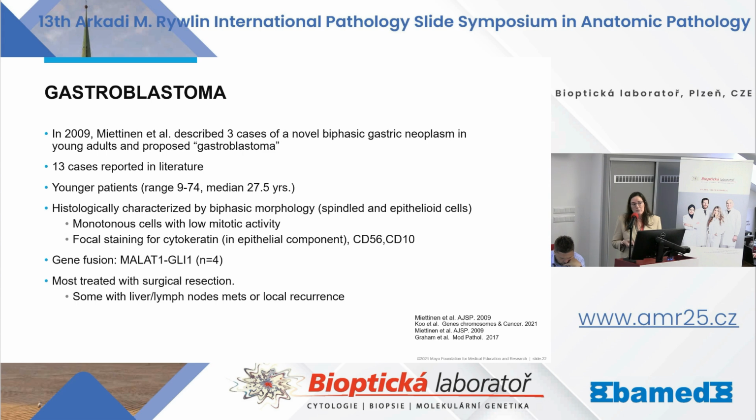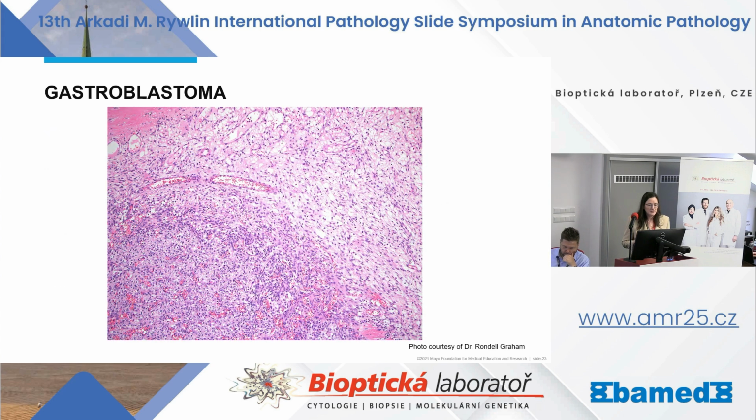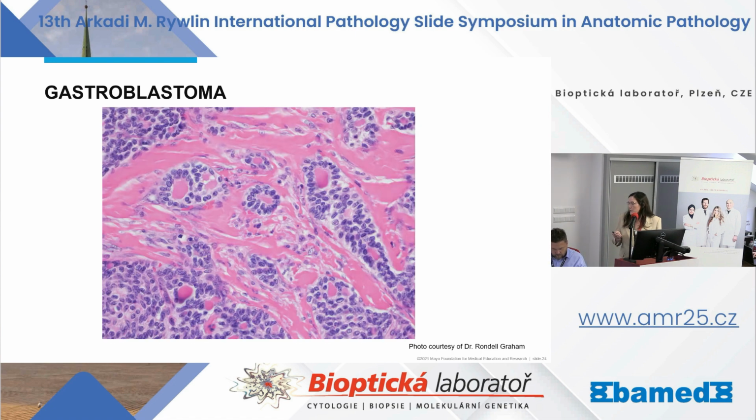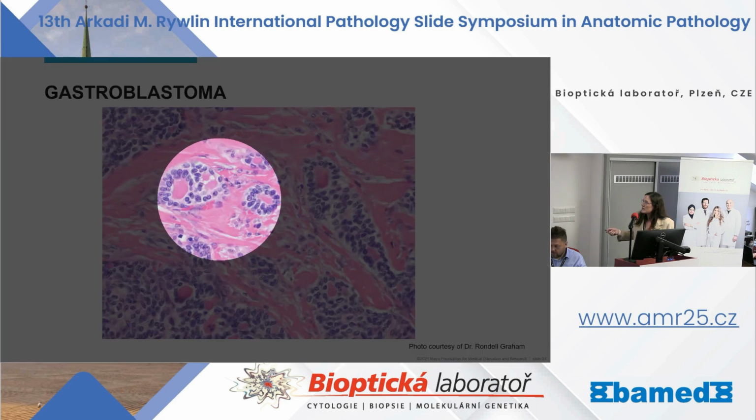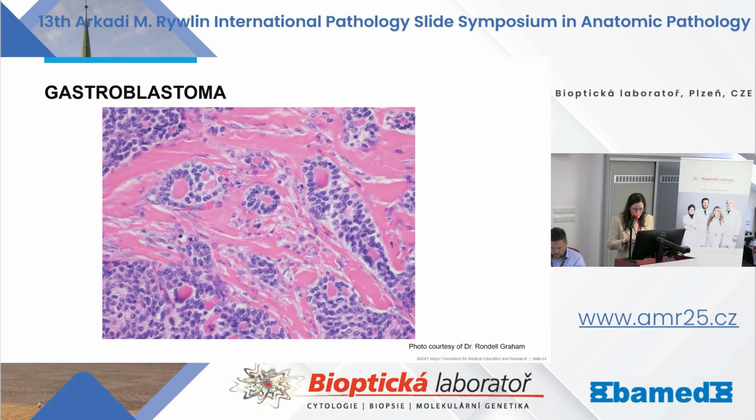Most of these patients have been treated with surgical resection. Some patients have had liver or lymph node metastases or local recurrence, but overall they tend to be relatively indolent. So here's an example of a gastroblastoma where we see the bland spindle cell components. And then there are areas that have more glandular elements, with these tubular-like structures here that have luminal proteinaceous material.